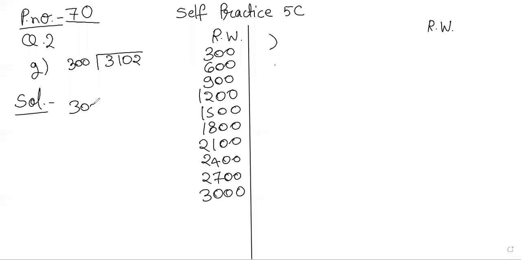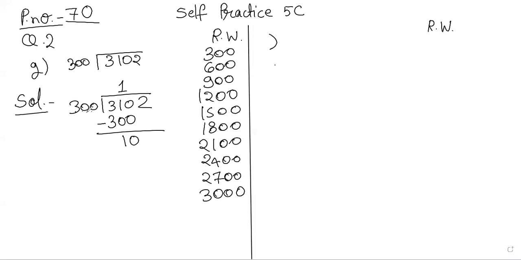Okay. Now divide. The divisor has 3 digits, so we will choose the first leftmost 3 digits of the dividend. Now in how many times can you divide? It is very much clear that in one time we can divide. 300 ones are 300. Subtract them. 310 minus 300. What will be left? 10 will be left.